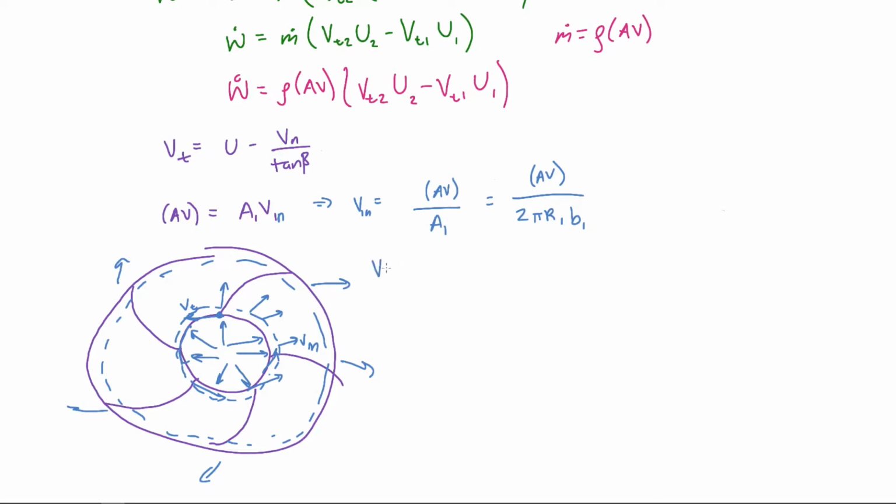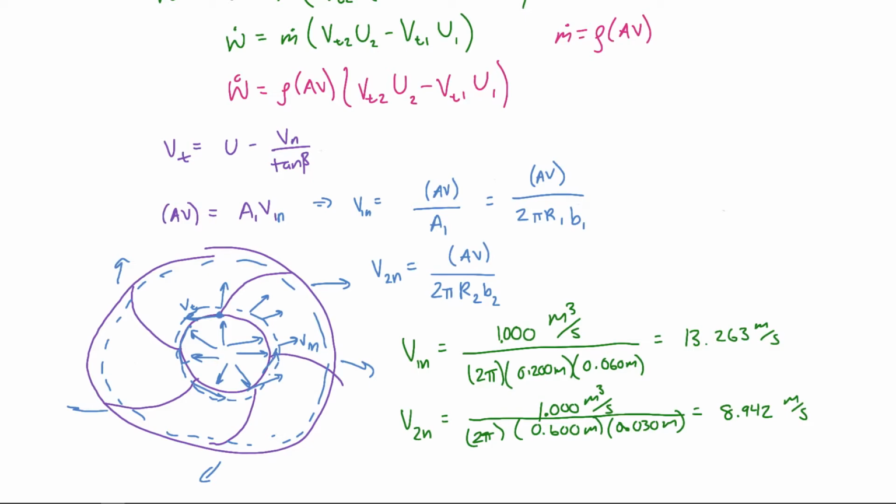And the same thing can be defined for the outlet. So we can say this is the volumetric flow rate, V dot, divided by 2 pi R2 B2. So that's how we find the normal components of the absolute velocities at the inlet and outlet. So let's plug in these numbers so we can calculate the tangential velocity. These are the values you get for the normal components of the absolute velocities. Now all we have to do is plug these values into the tangential equation, then plug this value into our power equation, and then we can find the power supplied by the pump.